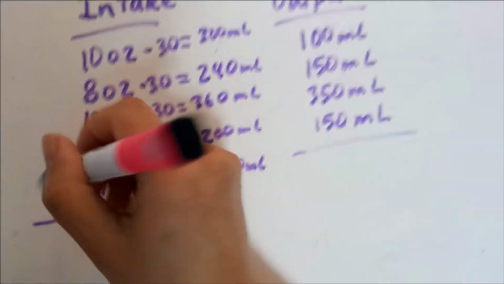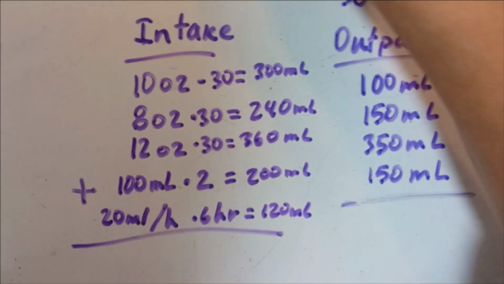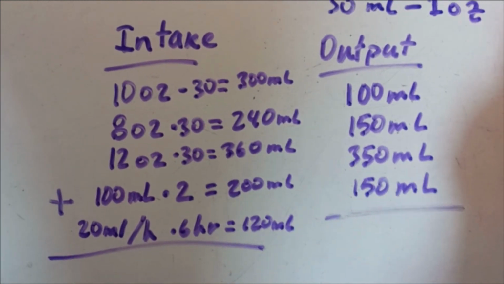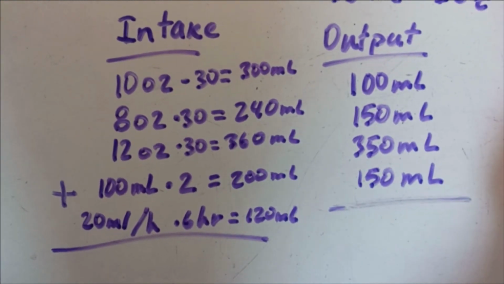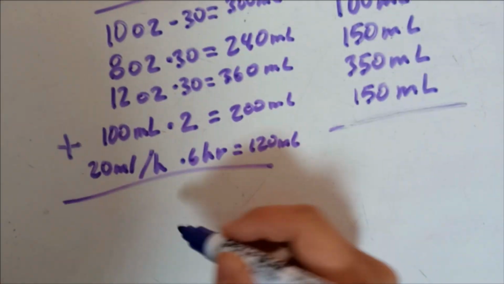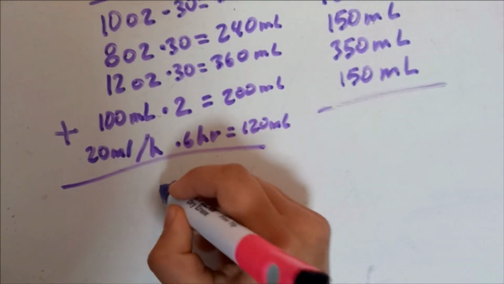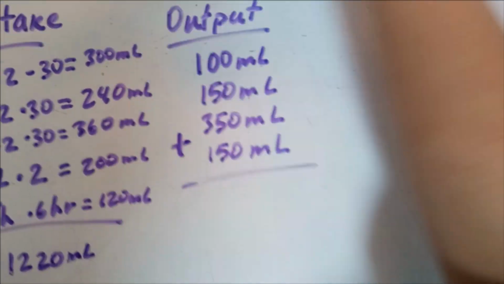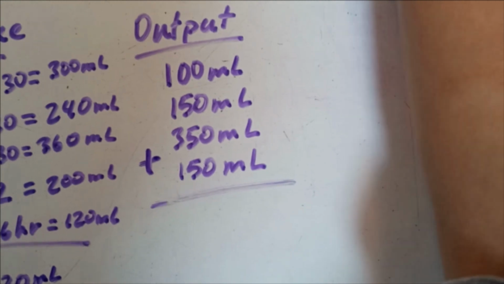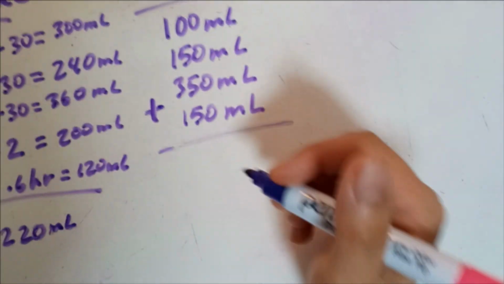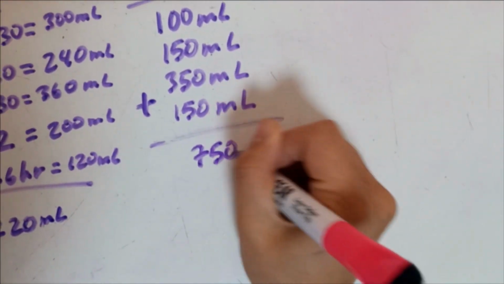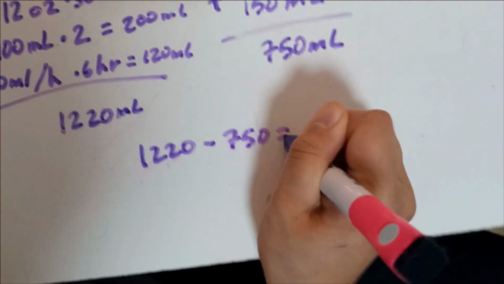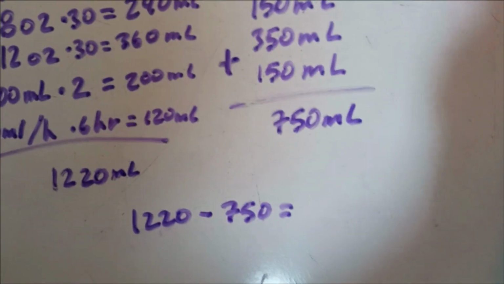Now we add all of these up to get our total intake. So we have 300 plus 240 plus 360 plus 200 plus 120, so we have 1,220 milliliters of intake. Now we just add up our output. So we have 100 plus 150 plus 350 plus 150, and we have 750. So now we just subtract these two to get our difference.